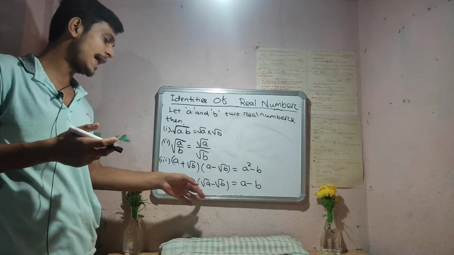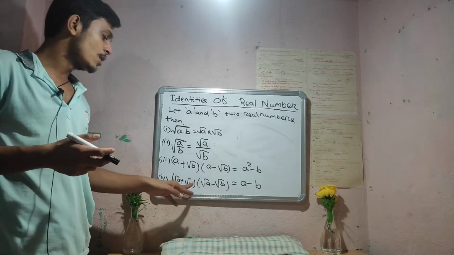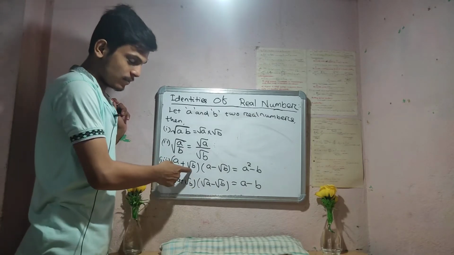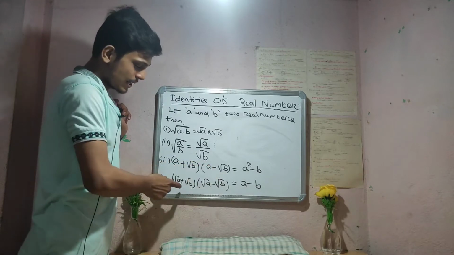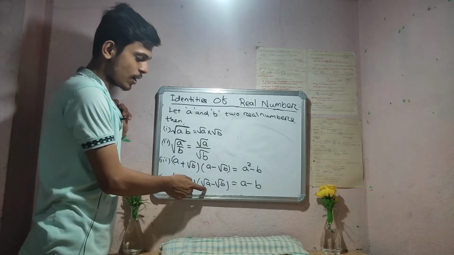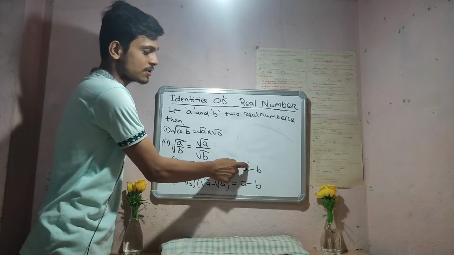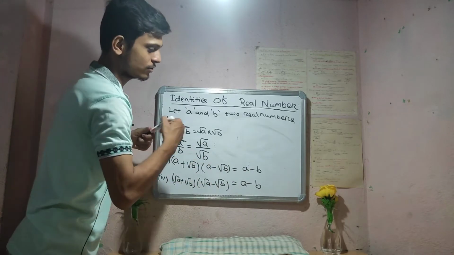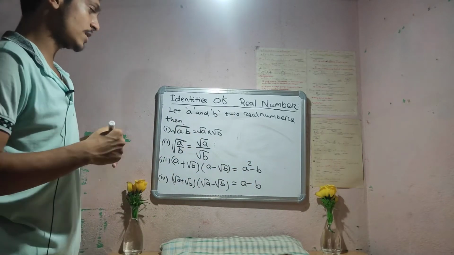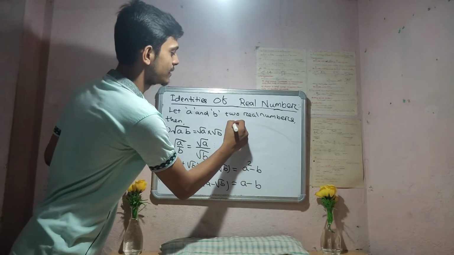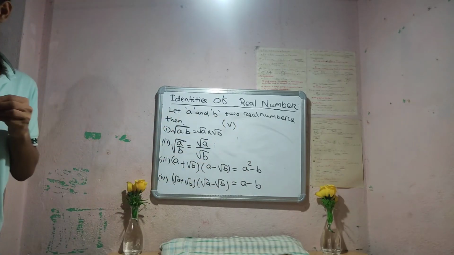We have already analyzed this. Here we have (a + √b)(a − √b), but here in place of a, √a is there, so a square becomes a here. Clear my point? So this is a square and this is a. Clear? So this is the fourth identity. Then the fifth identity. Clear?